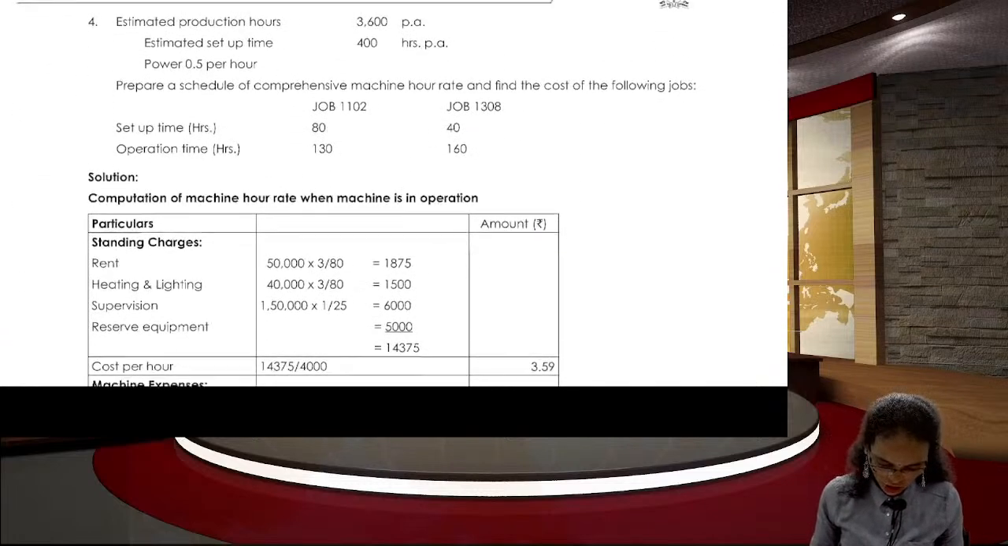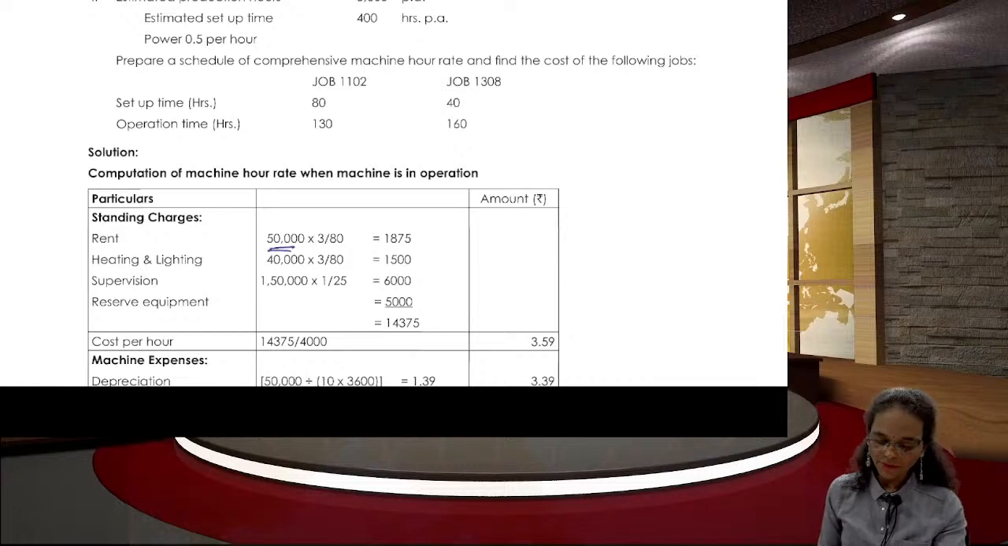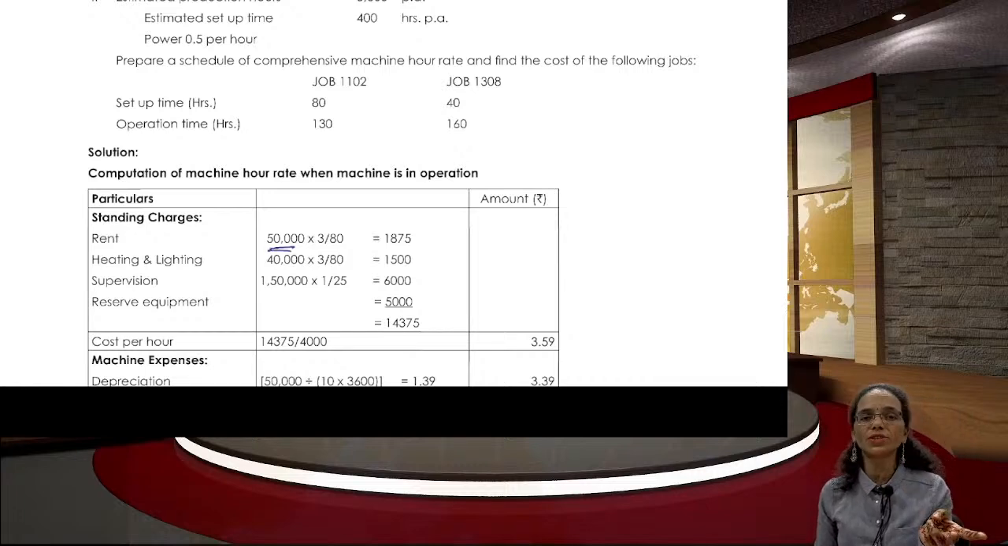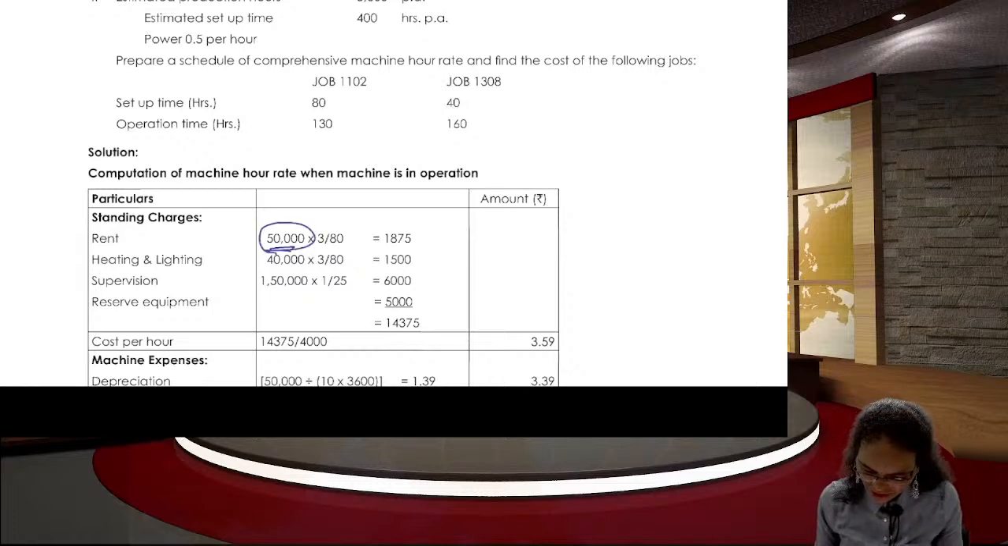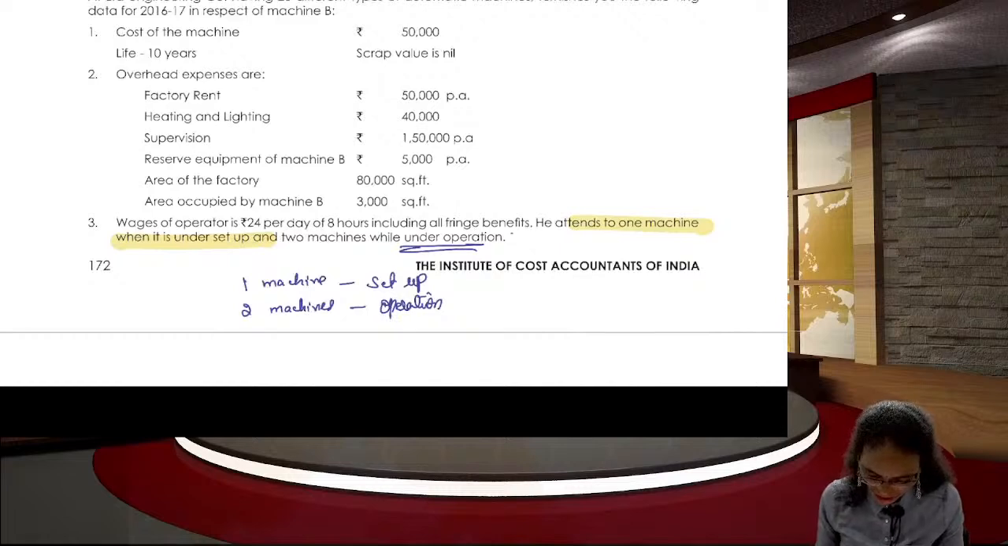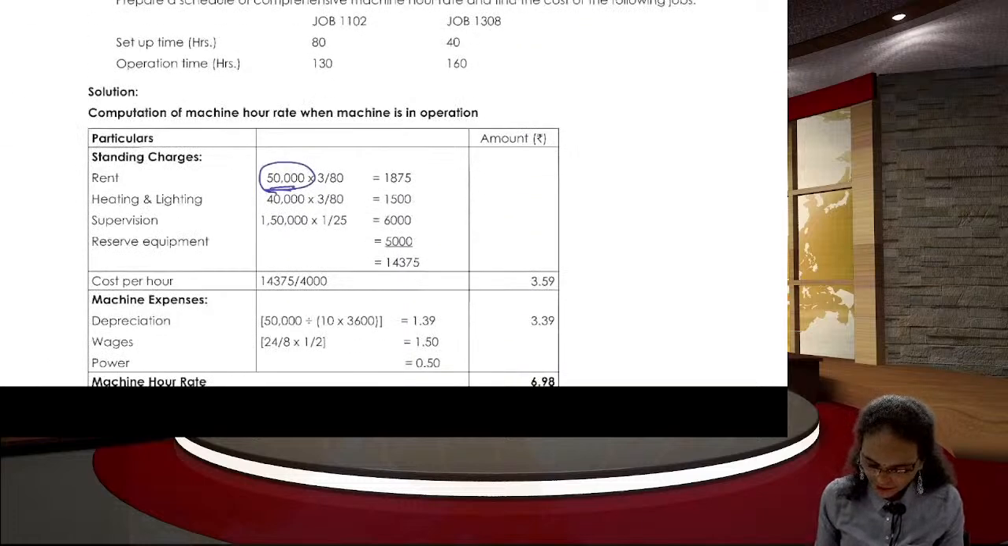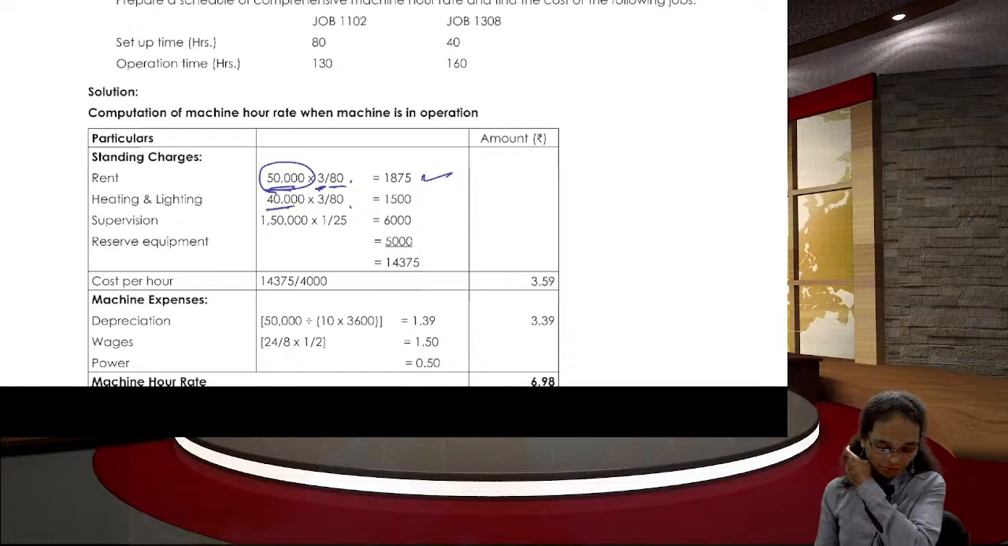Right. So rent is a fixed one irrespective of his setup and operating. You need to charge 50,000 rupees as the rent. The area occupied is 3,003 divided by 80. 3 divided by 80 into 50,000, you get this one rent. Lighting and heating 40,000 on the floor basis he has taken.